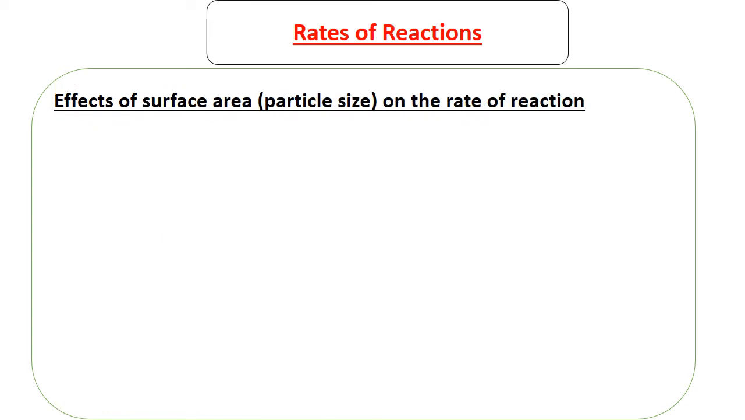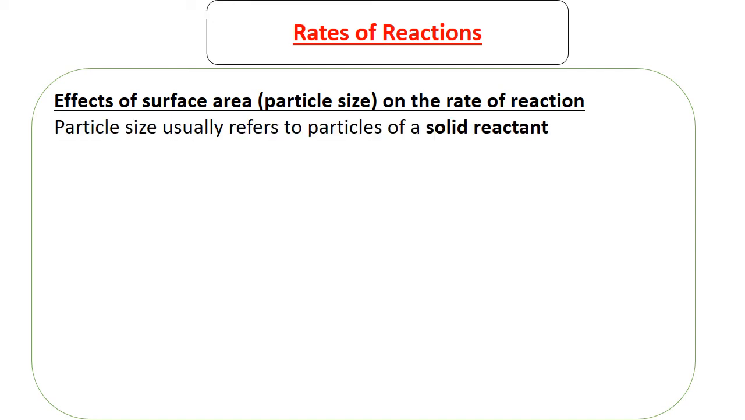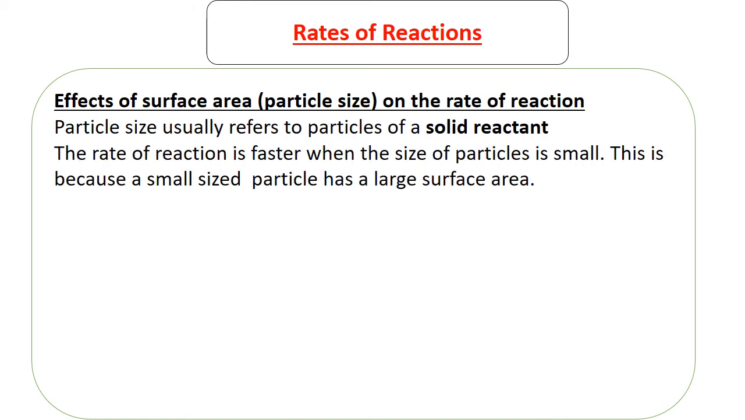Next, we look at this interesting one, surface area, or the size of the particle. Particle size usually refers to the particle of a solid reactant. Just like pressure is about gases, particle size or surface area usually refers to solid reactants, not liquid, not gaseous reactants. The rate of reaction is faster when the size of particles is small. This is because a small size particle has a large surface area.